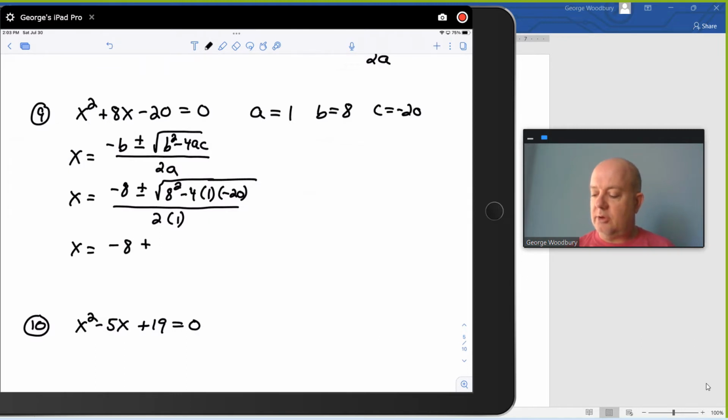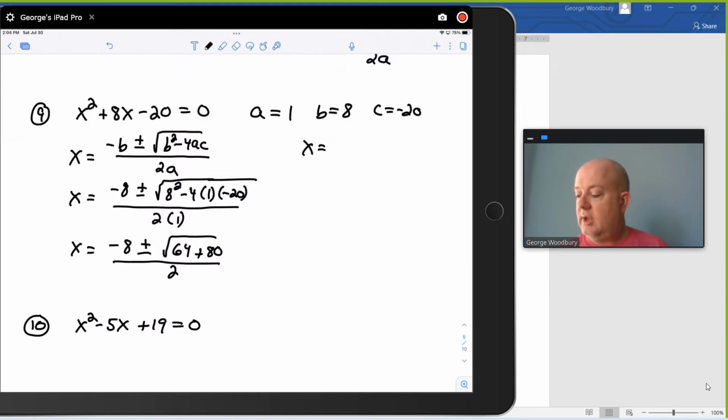X equals negative 8 plus or minus 8 squared is 64. Minus 4 times 1 times negative 20 ends up being plus 80. And that's all over 2. I'm going to continue it above and to the right. X equals negative 8 plus or minus the square root of 144 all over 2. 144 is a square root we know. Use your calculator, it's 12. So we have x equals negative 8 plus or minus 12 over 2.